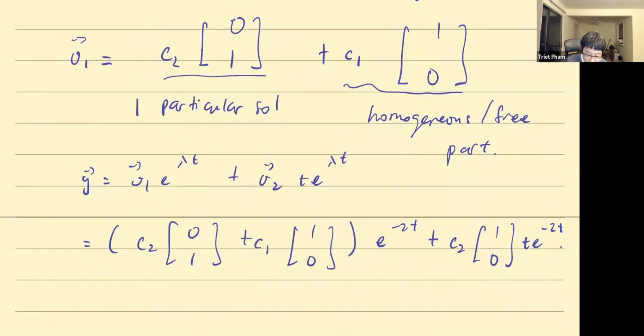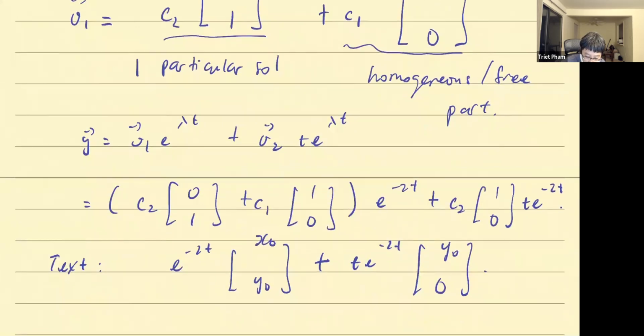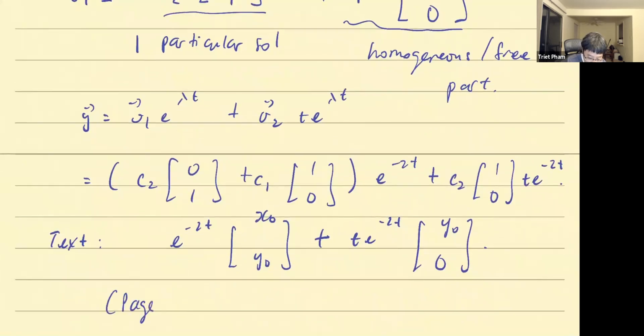So the text gives you this kind of solution. They write e to minus 2t x0 y0 plus t e to minus 2t y0 0. This is on page 319, but you can see that it's exactly like this.